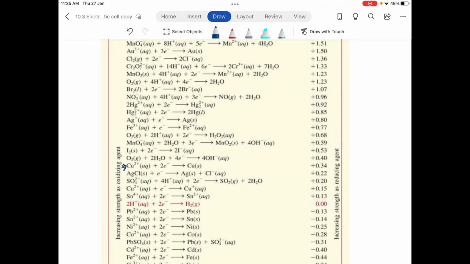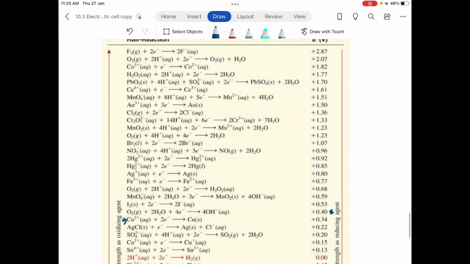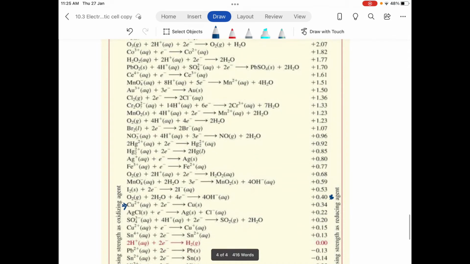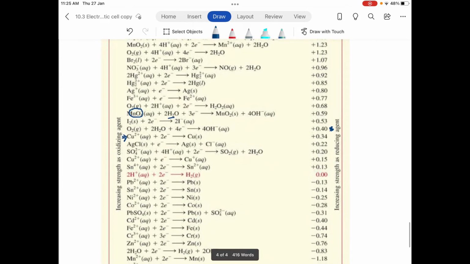Copper 2 plus. Jadi copper solid is 0.40. Okay, kita cari untuk water. Bila cari untuk water, sebab ada beberapa juga yang kita nampak macam ada H2O kan. Kena make sure yang H2O kita tu tak datang dengan benda lain. Okay, contohnya macam yang ni. Dia ada H2O tapi datang dengan MnO4-. So tak nak yang ni.